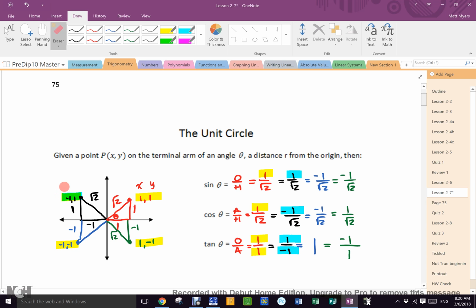I should have made that blue, sorry. What do you notice on the black one? -1, -1, 1, 1, 1, and -1, right? What do you notice on the green one?